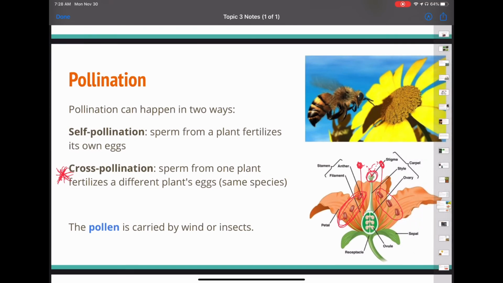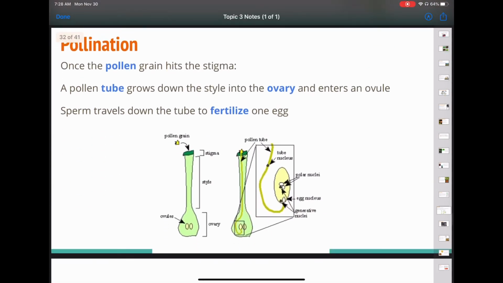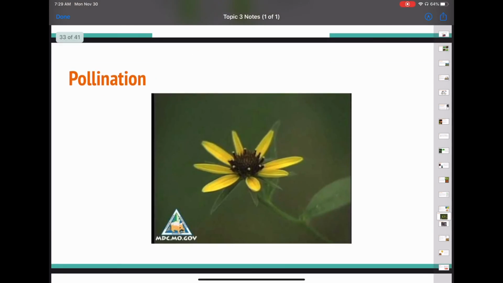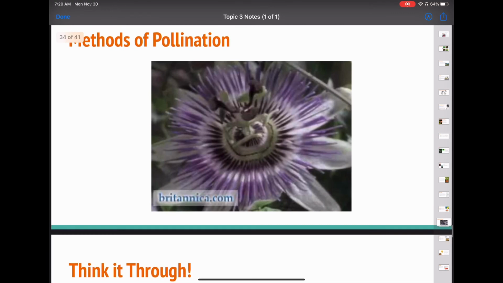As for self-pollination, again, pollinating yourself. And then just to recap what we looked at before, once the pollen grain hits the stigma, there's a pollen tube that grows down the style and into the ovary. That's going to enter an ovule, and you're going to have the whole seed start to function. We're going to look at how the seeds grow and eventually become a plant in the next video. We have a video on pollination here. If you would be interested in watching it, you're going to want to go into the actual slides again and click play. Again, methods of pollination. So that's another video that you can watch in the slides.